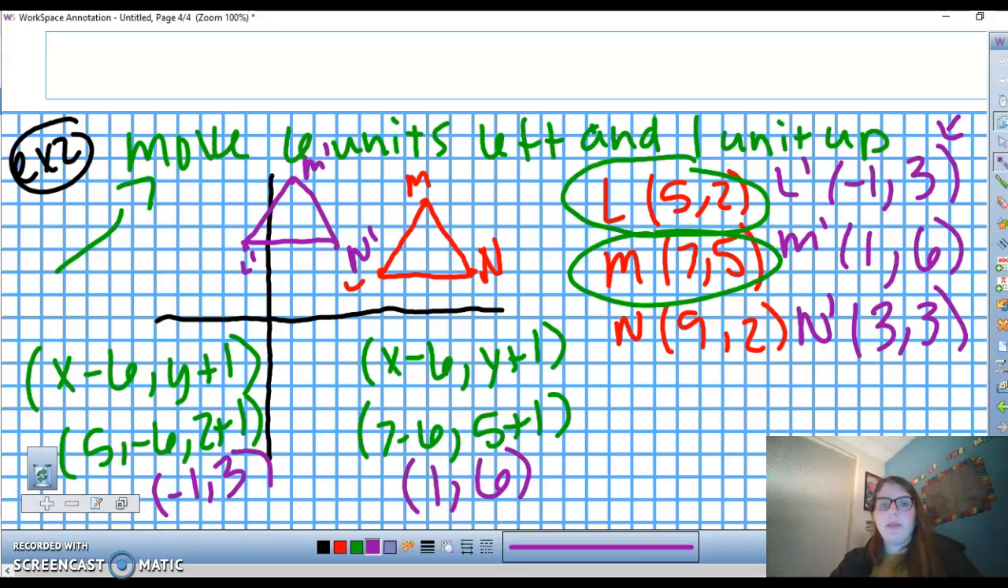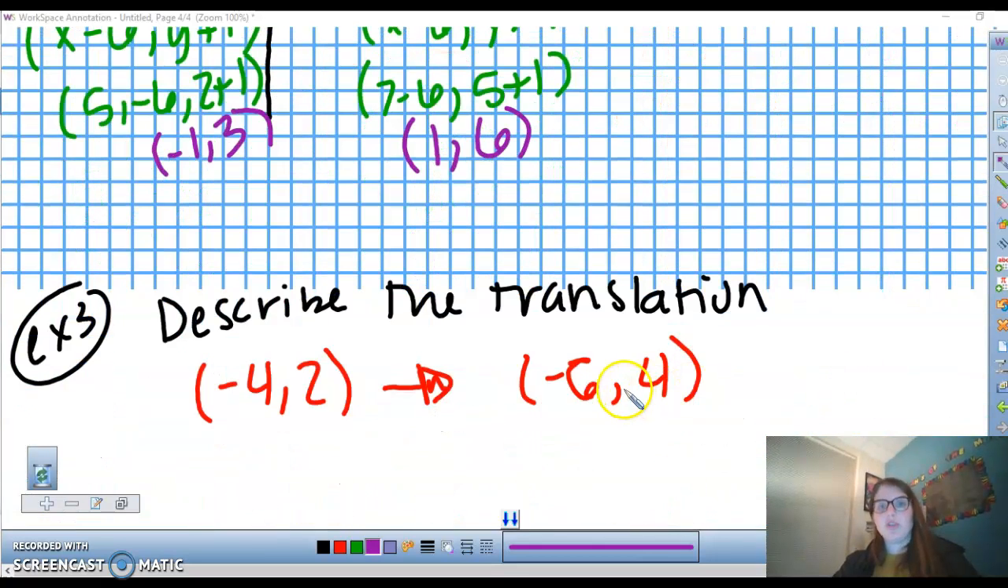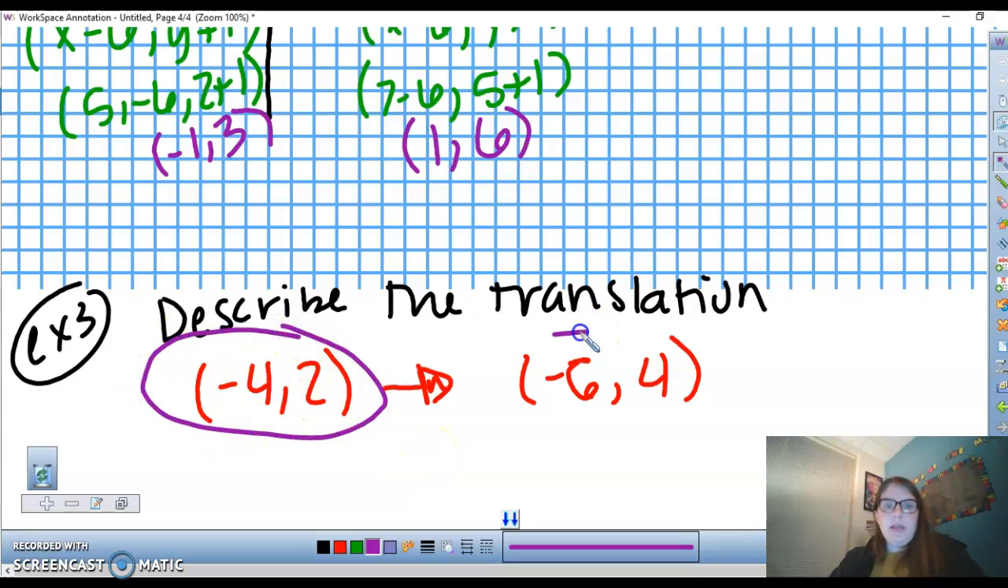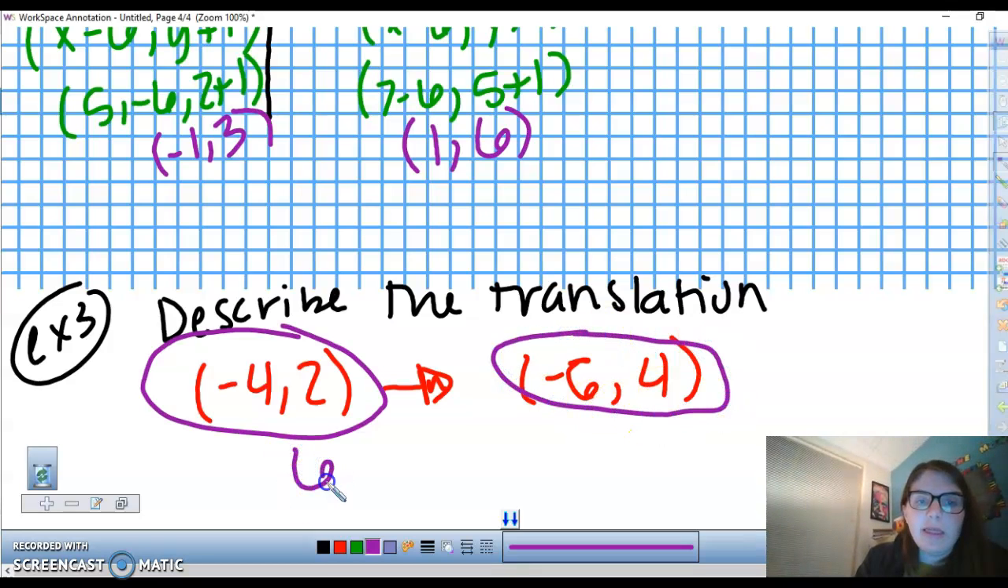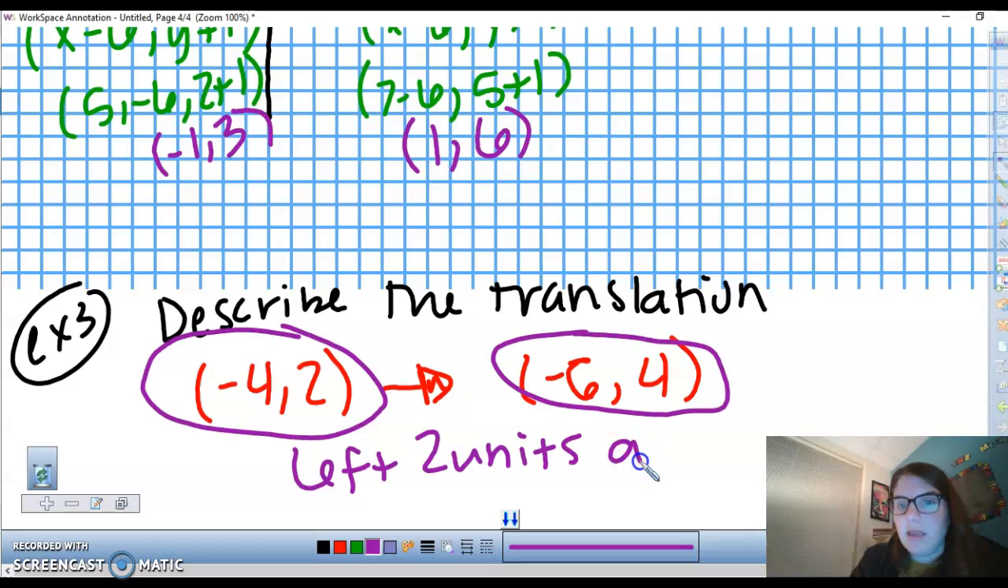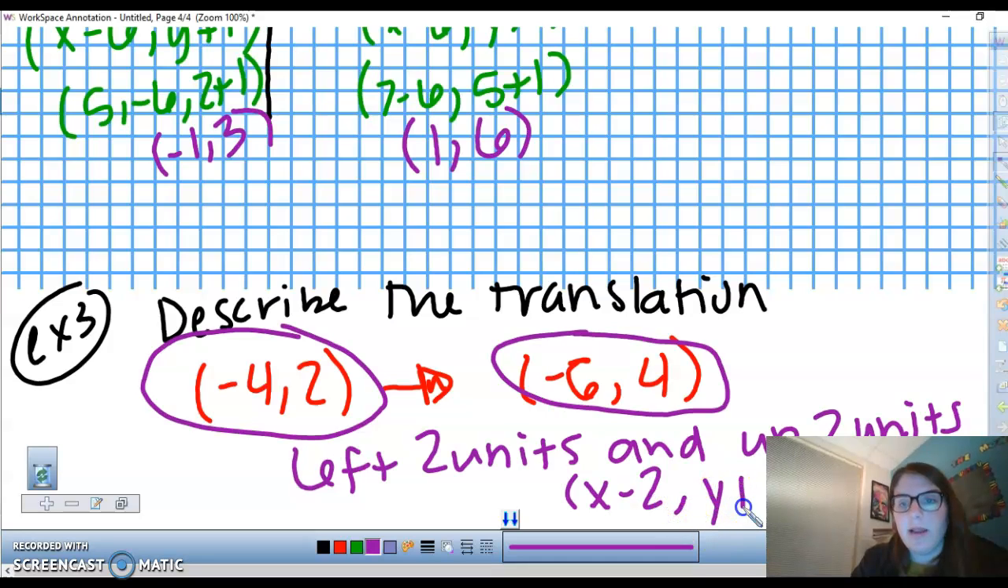The last type of problem that they're going to give you is they're going to say, describe the translation. So I start here, and I move to here. I can see I'm moving left 2 units, and to go from 2 to 4, I'd be going up 2 units. Or you could say I'm going x minus 2 and y plus 2.